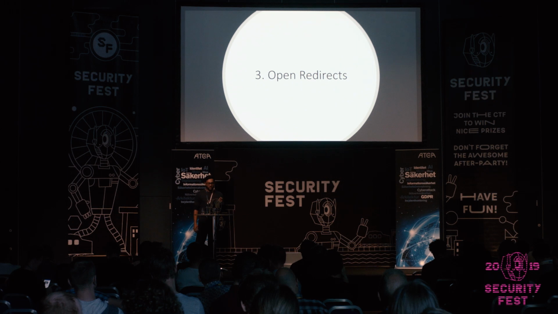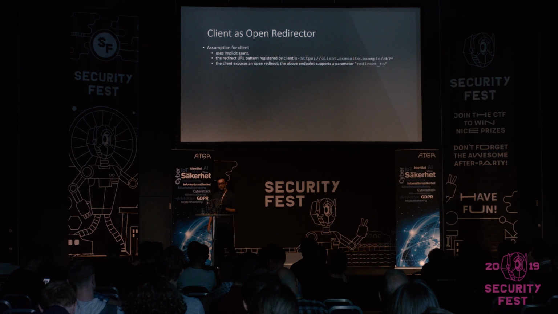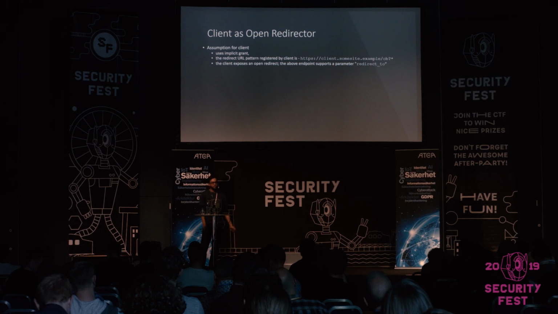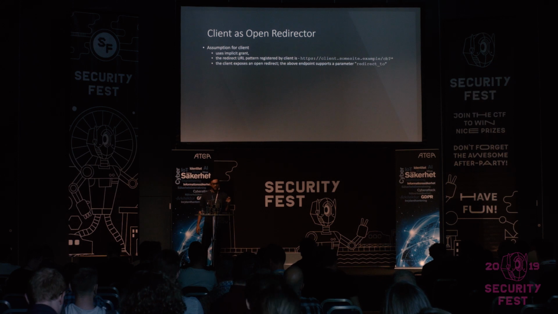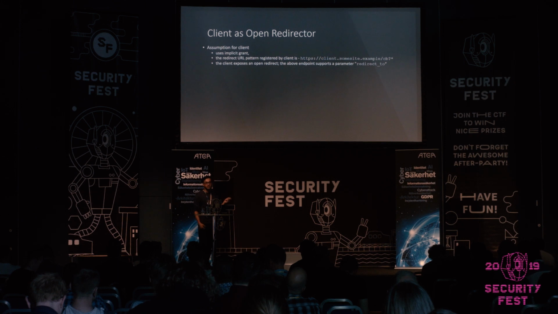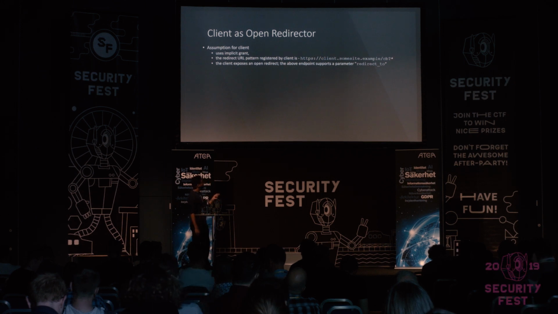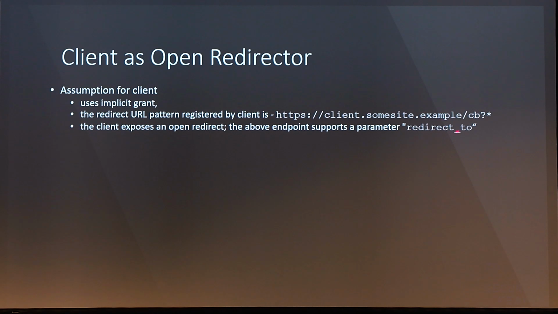And the most commonly found one is open redirects on the client. There are a few assumptions here. So we're using the implicit grant. Just for convenience, it could be Auth Code grant as well, but just to show the flow in a simpler way, I've considered using the implicit grant. And the client registers a redirect URL with the pattern client.somesite.example/cb*. So clearly, there's a wildcard at the end, and the attacker can actually add anything to it. Additionally, the client is exposing open redirects using the redirect2 parameter.